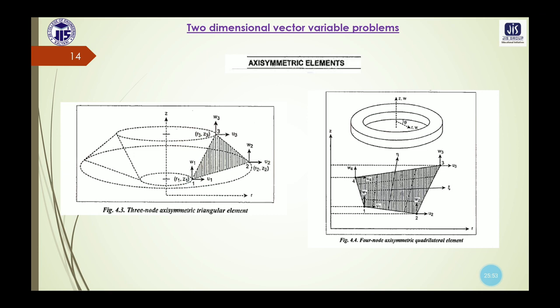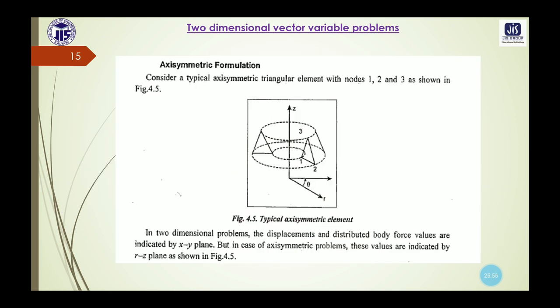Next we will start with the development of the stiffness matrix for the simplest axisymmetric element, the triangular torus whose vertical cross section is a plane triangle. So let us start the axisymmetric formulation, the development of the stiffness matrix. Here we have considered a typical axisymmetric triangular element with nodes 1, 2 and 3, which is shown in figure 4.5.